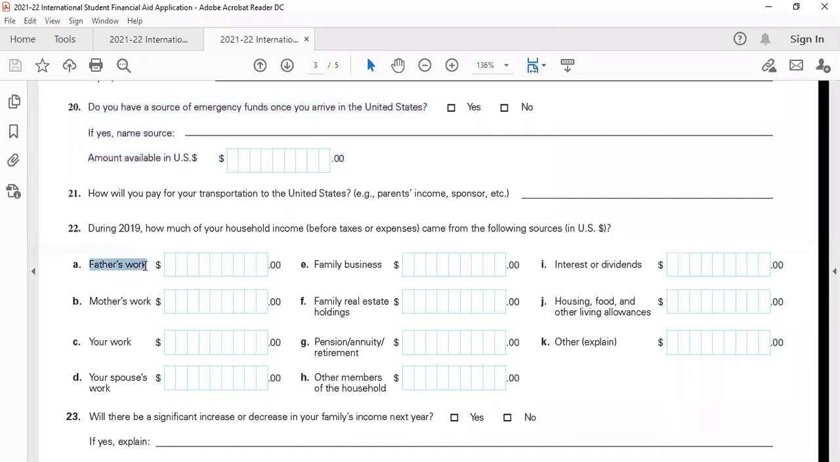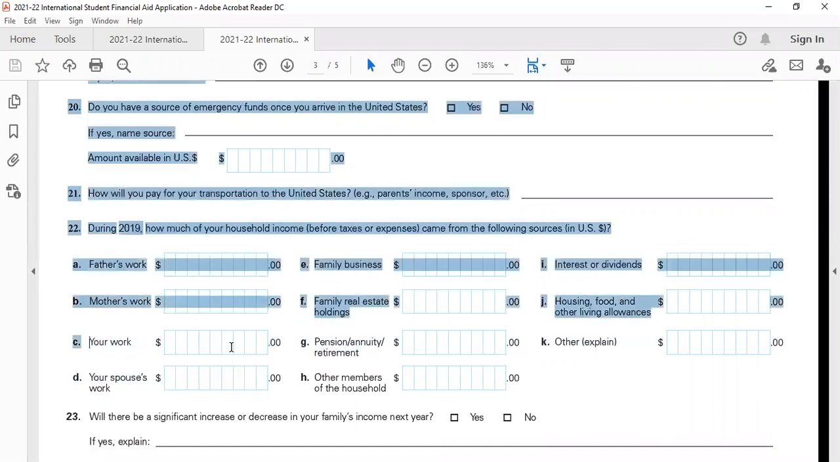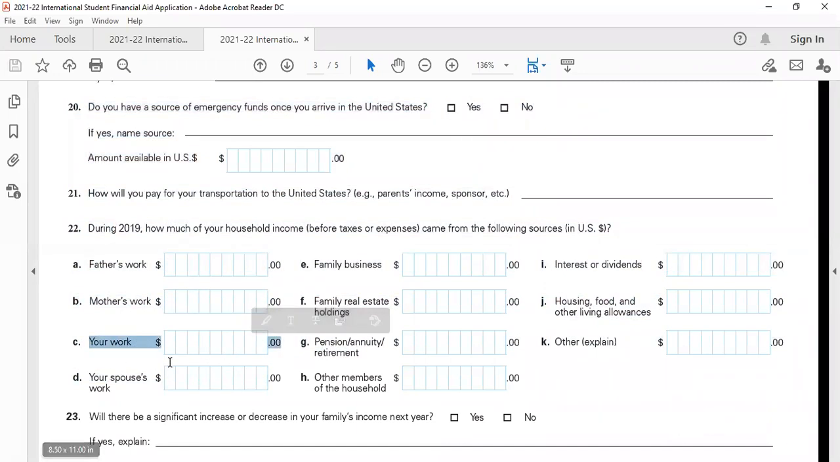So the first is your father's work. How much amount came through your father's work? How much amount came through your mother's work? How much amount came through your work if you worked during your high school? How much amount came through your spouse's work? How much amount in dollars came through a family business, through the family's real estate holdings?